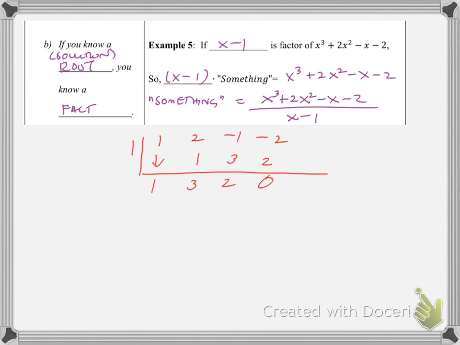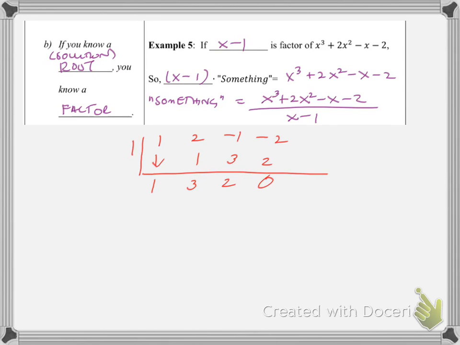Now, here's the thing. You automatically know that if I'm telling you it's a factor of a polynomial, then that automatically means your remainder will be 0. Okay, so keep that in mind. Please make sure you get that.